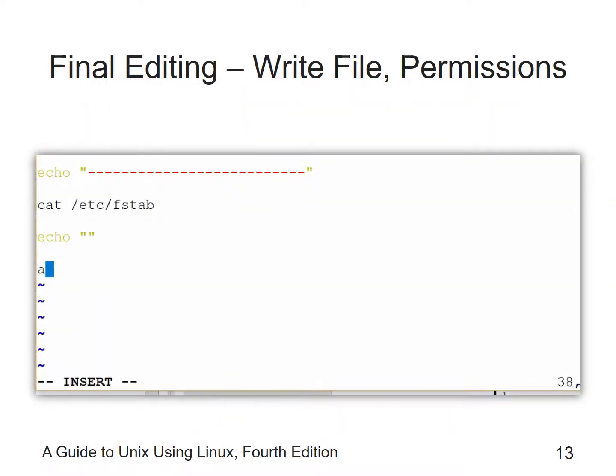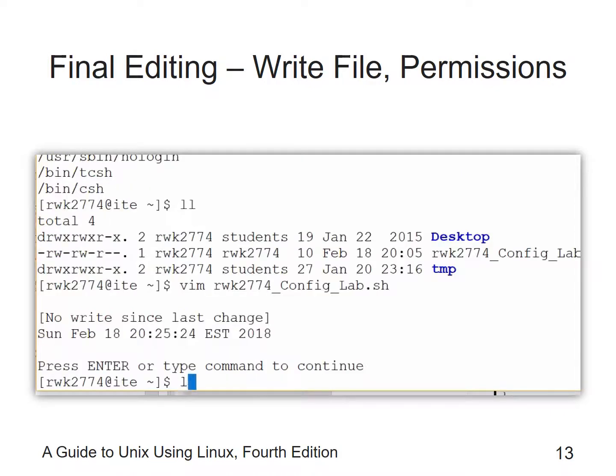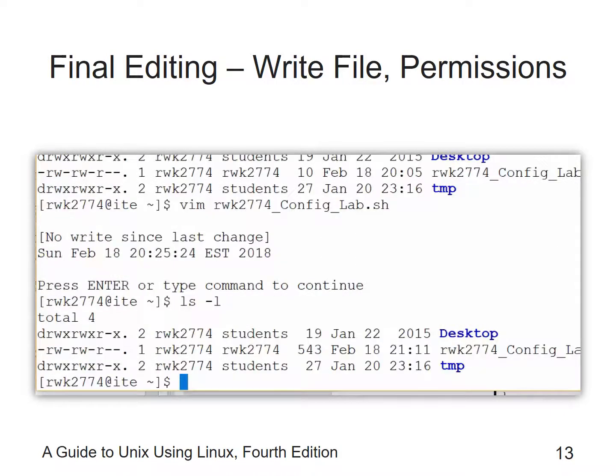Once we've completed writing the script, we have to actually exit the script. In this case, we put echo quote quote to put blank lines between our major information sets. Then we put a message stating end of line or end of the output file. Then we exit with a return code 0. Colon puts it into extended mode, W write, and Q quits.